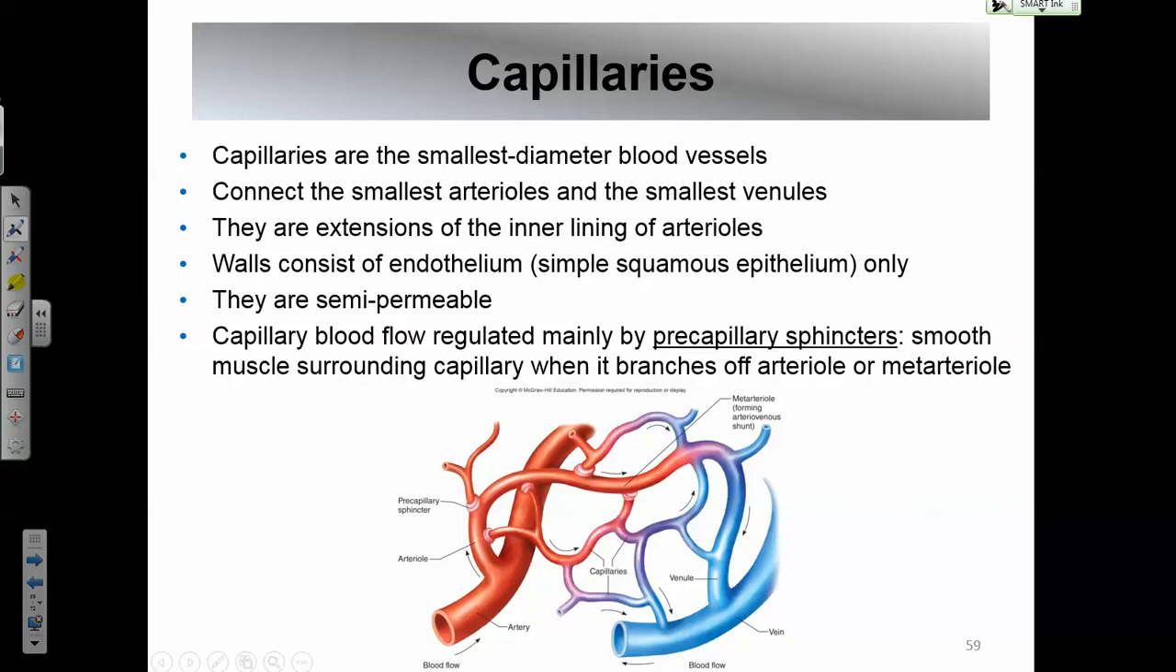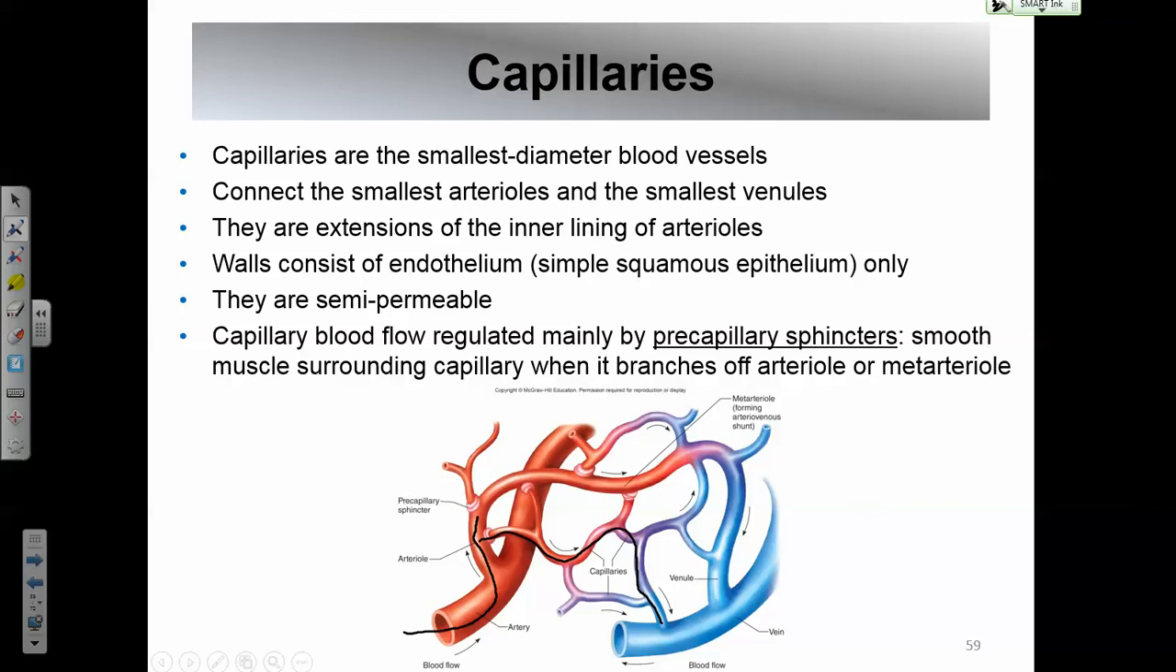Capillaries are where all this exchange takes place. I've talked about that. And here it talks about the precapillary sphincters. So on this little picture, this is a really simplified view of all the blood vessels. Here's an artery that branches into arterioles, and then there's a little capillary bed. And you see the color change? That represents the fact that there's gas exchange between oxygen and CO2.